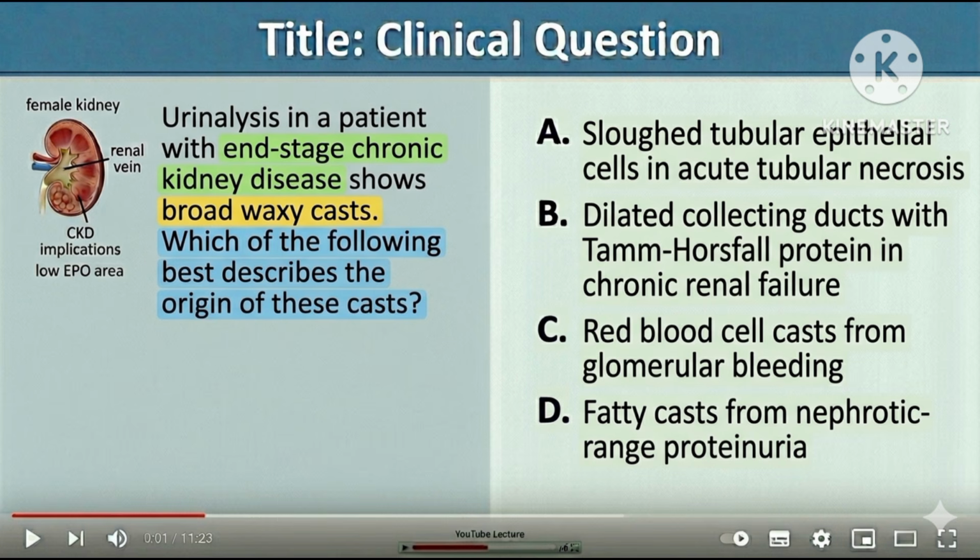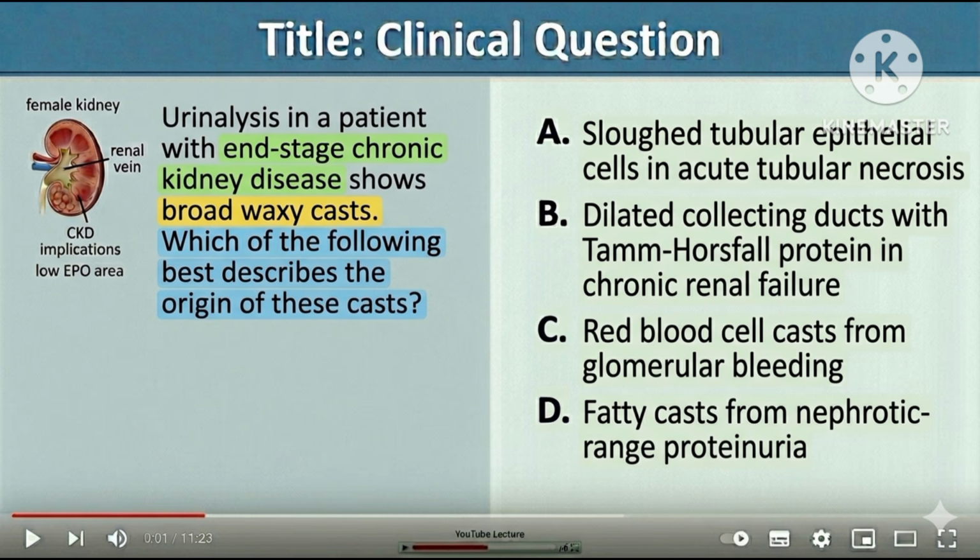Urine analysis in a patient with end-stage kidney disease shows broad waxy cast. Which of the following best describes the origin of these casts? These broad waxy casts arise from dilated collecting tubules with Tamm-Horsfall protein in chronic renal failure.